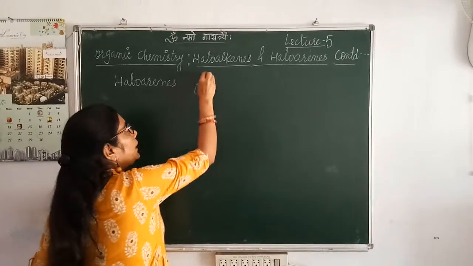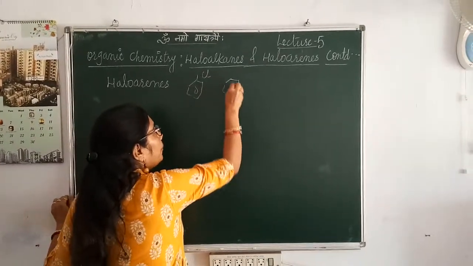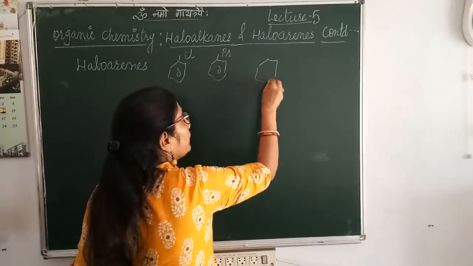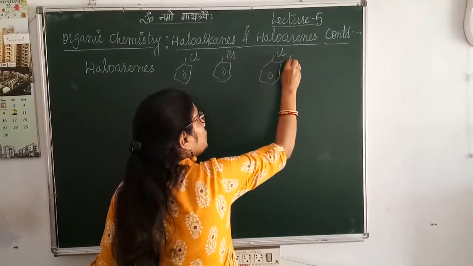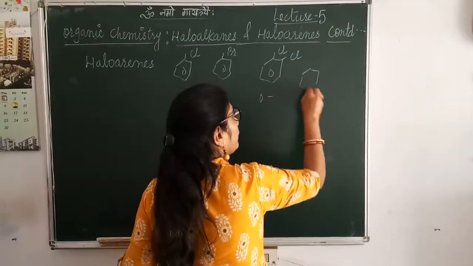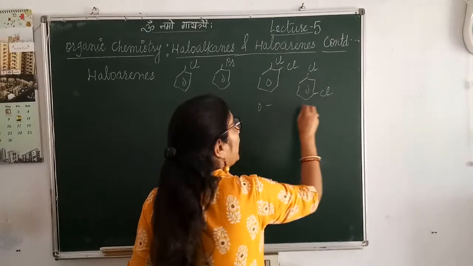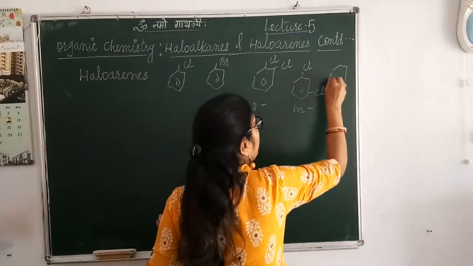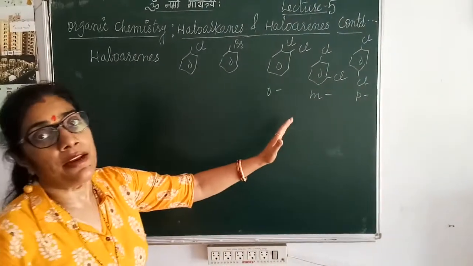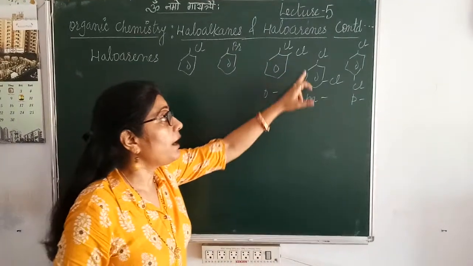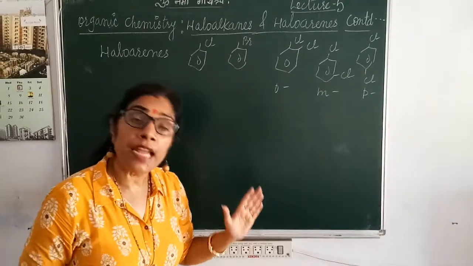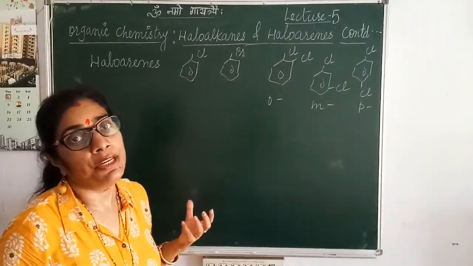Haloarenes, as you all know, are named as chlorobenzene, bromobenzene and so on. And if there is more than one substituent, then 1,2-dichlorobenzene, this is the ortho derivative. 1,3-dichlorobenzene, this is the meta derivative. And 1,4-dichlorobenzene, this is the para derivative. Ortho at 60 degrees, meta 120 and para 180 degrees. And when more than one halide is attached, naming should be in alphabetical order.